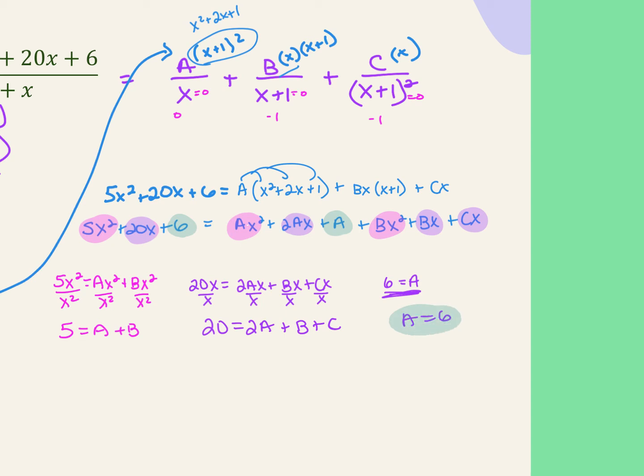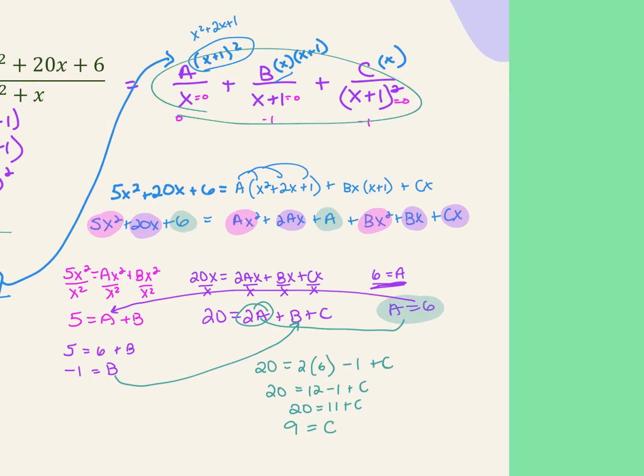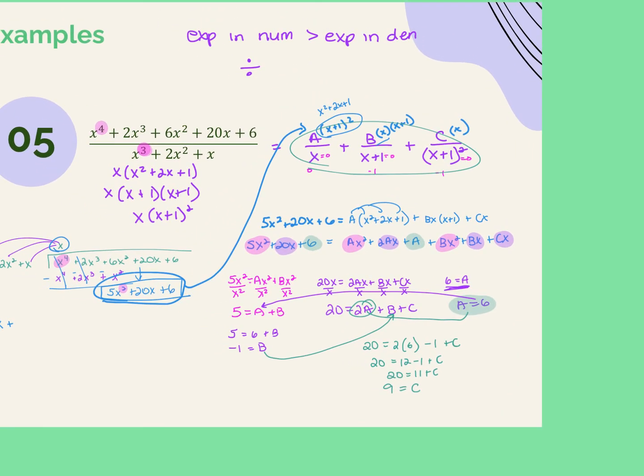If we know a equals 6, then we can use substitution and plug that into the first one. 5 would equal 6 plus b, and b would equal -1. And then I can plug the a in to the a here, the b in, and I only have the one unknown left, which is c. And c is 9. So then when I plug it back in up here, the a is 6, so 6 goes over x. The b is -1, goes over x plus 1. The c is 9, goes over x plus 1 squared.